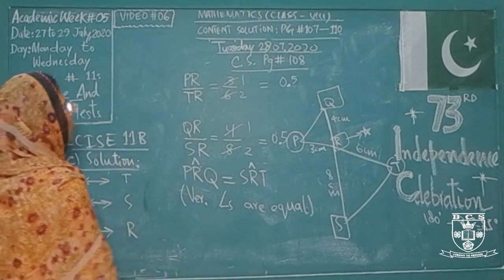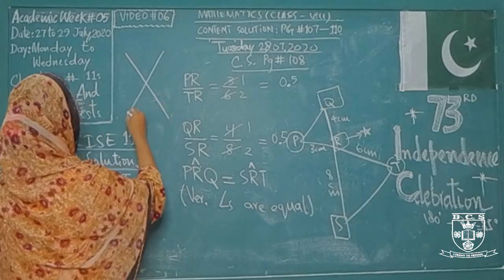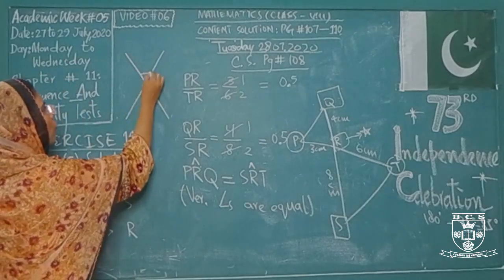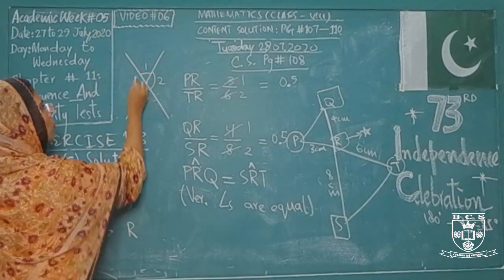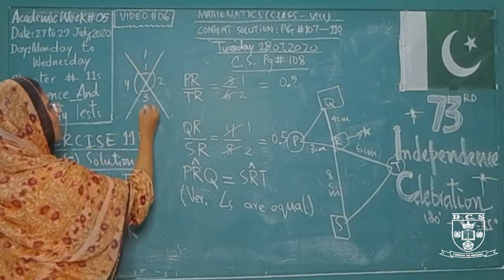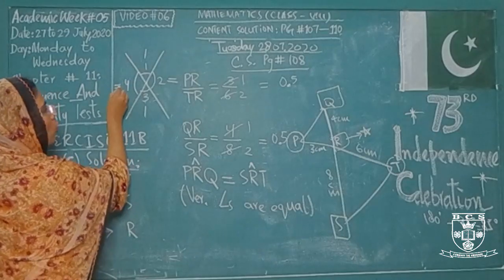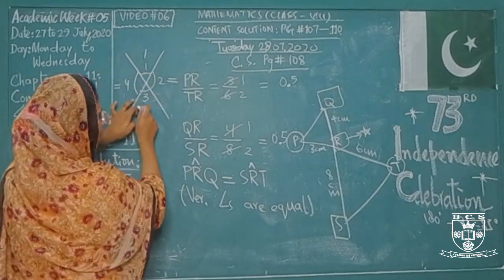As I have told you in the last class, I am repeating my words. If two different lines intersect each other at any particular point, they form four different angles. So in this way, angle 1 is equal to angle 3 and angle 2 is equal to angle 4. So these are the vertically opposite angles and they are always equal.